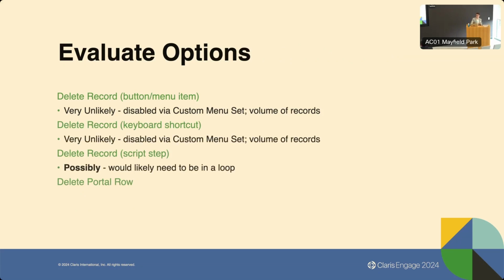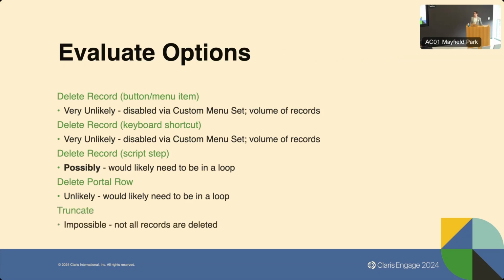Delete portal row. I mean, unlikely. It'd probably need to be in a loop. But we also would need a layout object, a portal, that is looking at a table occurrence of that table that is named that you could loop through. So, unlikely, but technically possible. Truncate. Impossible. Because not all the records in the table were deleted, just some of them. So immediately we could rule out it's not a truncate. Thank goodness.